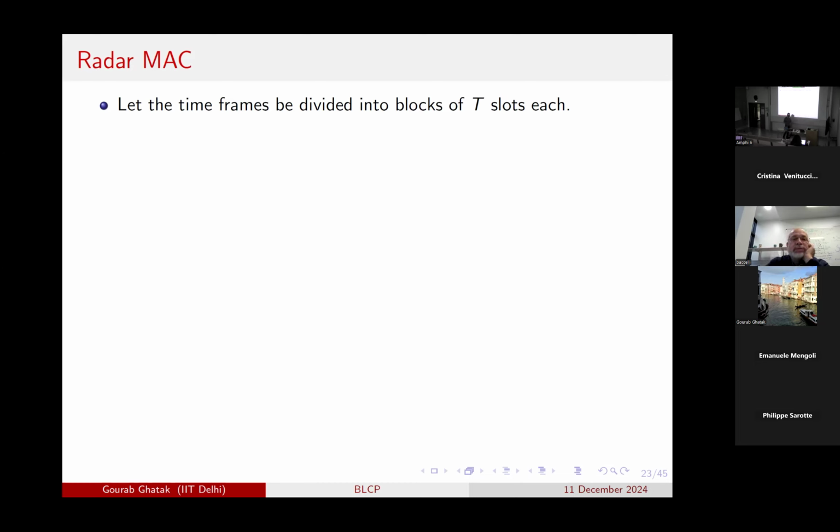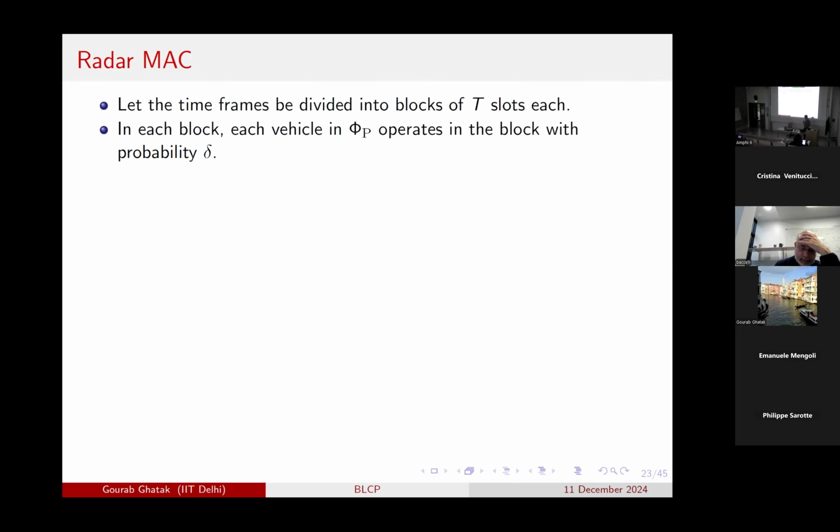So let's say that I have a MAC protocol for radars, where the time frame is divided into blocks of T slots each, right? So let's say you have a total time of radar tracking or detection, and it's separated into different blocks, each block having capital T slots.